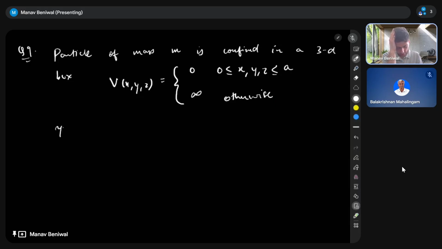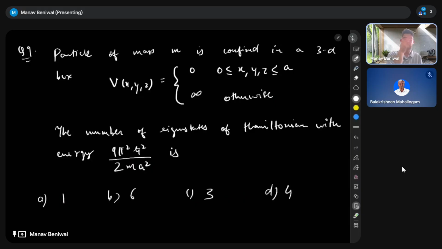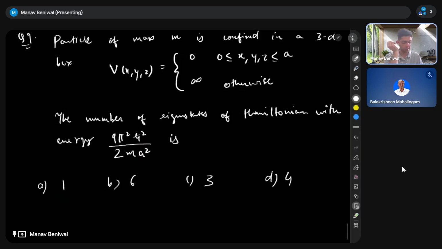So the problem is: the number of eigenstates of the Hamiltonian with energy 9 pi squared h cut squared over 2 m a squared is 1, 6, 3, or 4. Okay, so this is the question.